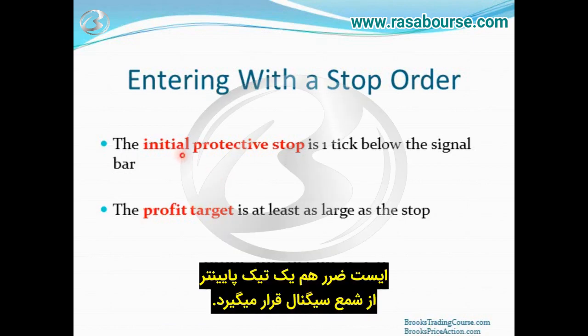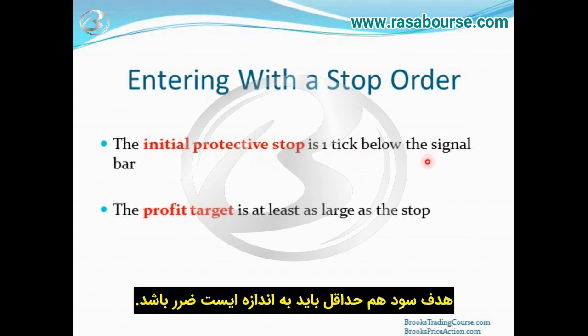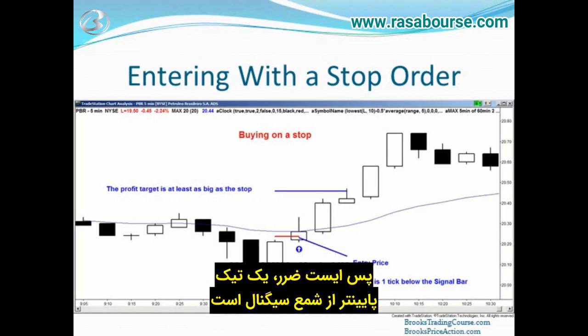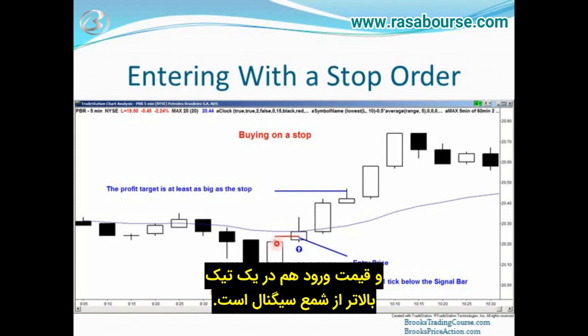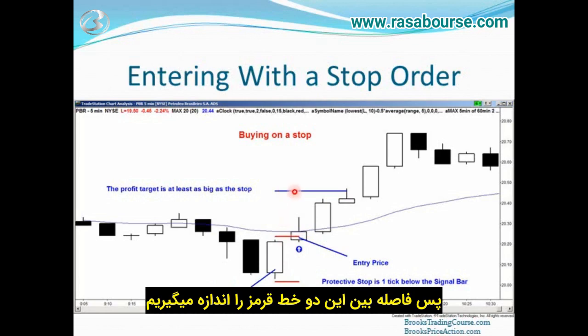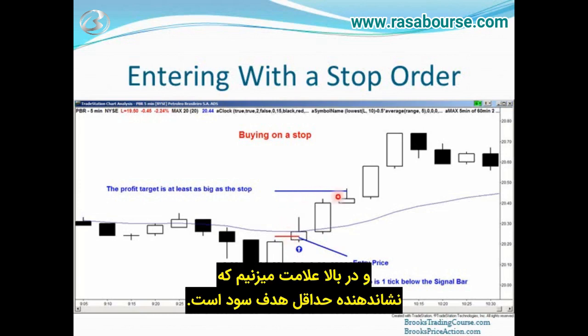The initial protective stop is one tick below the signal bar, and the profit target is always at a minimum at least as large as your stop, preferably 2 times as large as your stop. So for example, your protective stop is one tick below the signal bar. Your entry price is one tick above the signal bar. A minimum objective would be a measured move up based upon the height of your risk. All right, so this is how much you risked, and this is a measured move up equal to the distance between the 2 red bars, and that would be the minimum profit target that anyone should ever try to get.